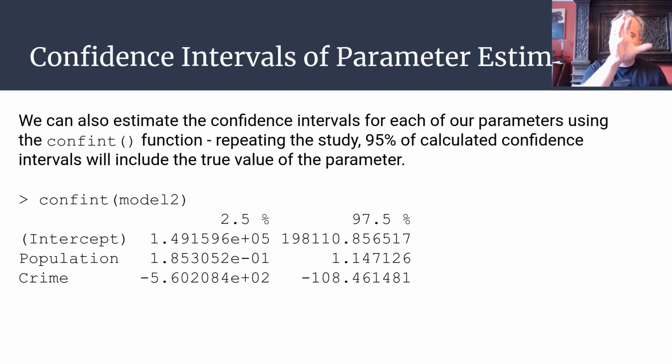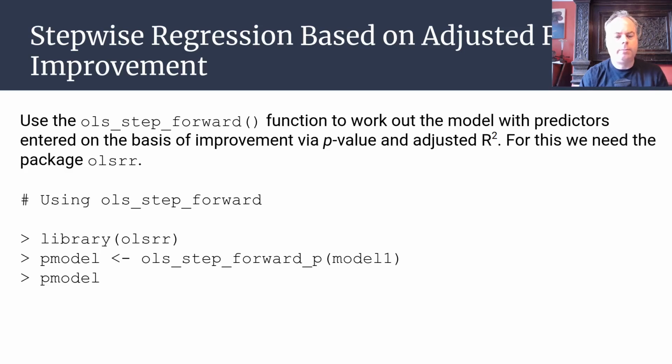And as we take a different sample from the population, things will change very slightly in terms of what our sample is. But we can then use the confidence intervals function as a way of estimating the confidence intervals associated with those coefficient estimates, such that 95% of the calculated confidence intervals will include the true value of the parameter as it is in the population.